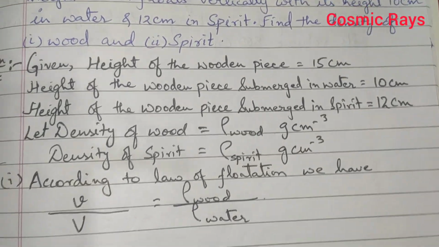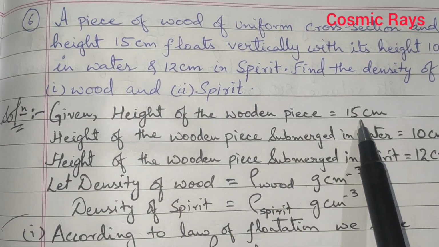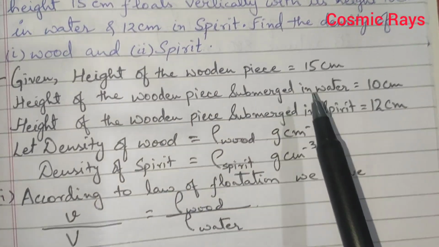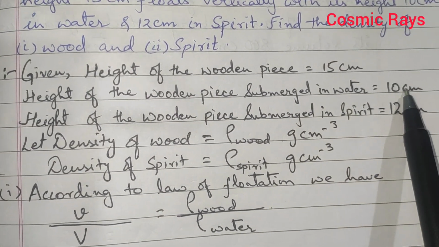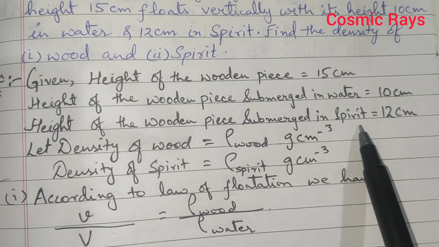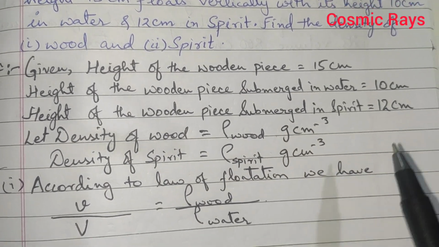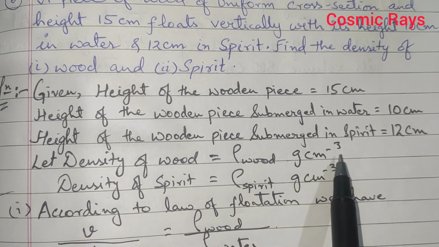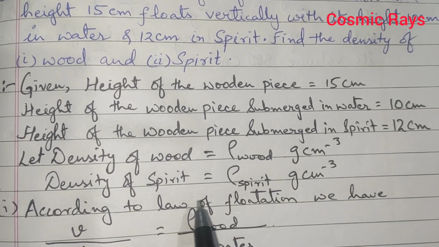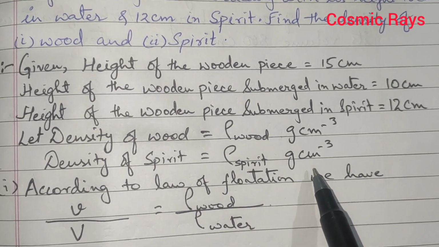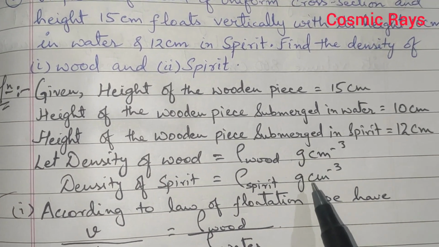So here we have written the given things. Height of the wooden piece is the total height, that is 15 cm. Height of the wooden piece which is immersed or submerged in water is 10 cm, and the height of the wooden piece which is submerged in spirit is 12 cm. We have assumed that the density of the wood be rho wood gram per centimeter cube, and the density of the spirit is rho spirit gram per centimeter cube.